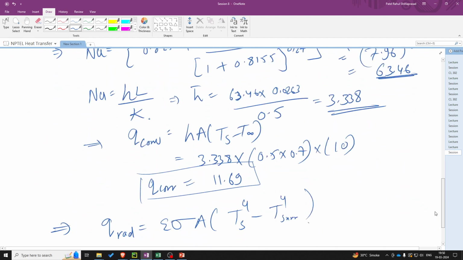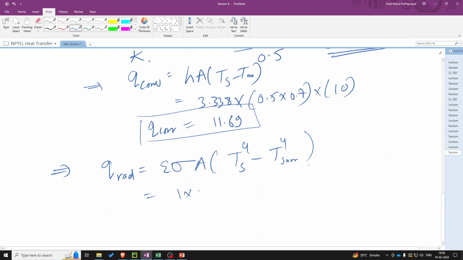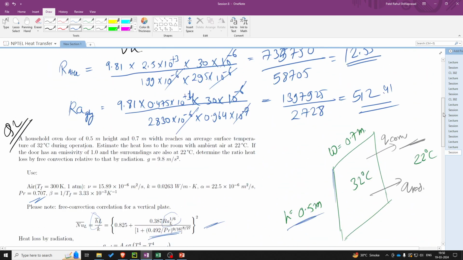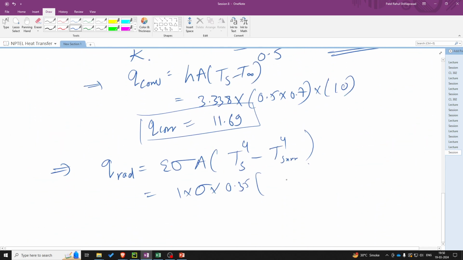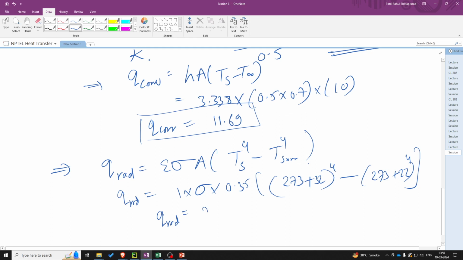And then, so 1 into sigma into 0.35 into the temperature of the surface, which is 32. That is (273 plus 32) raised to 4 minus (273 plus 22) raised to 4. So you can just calculate this, and the value of Q radiation will be around 21.44.